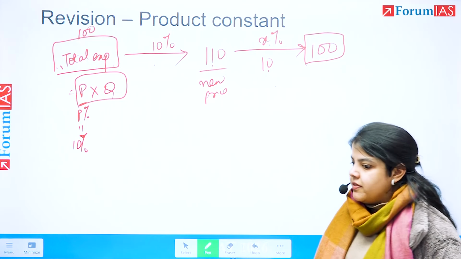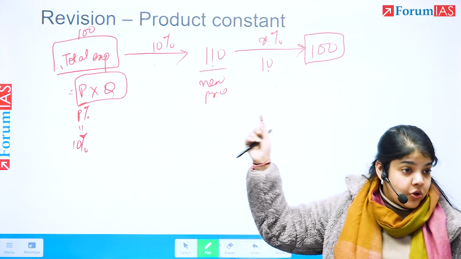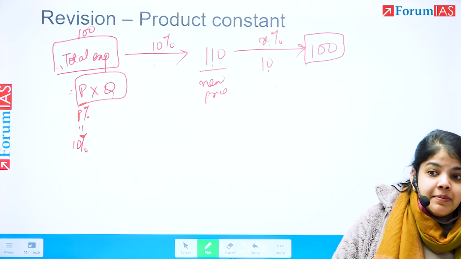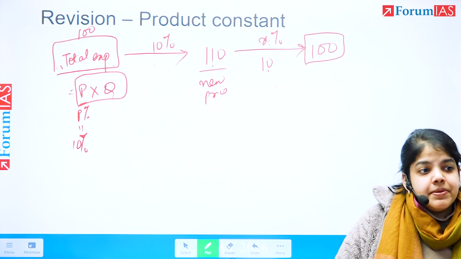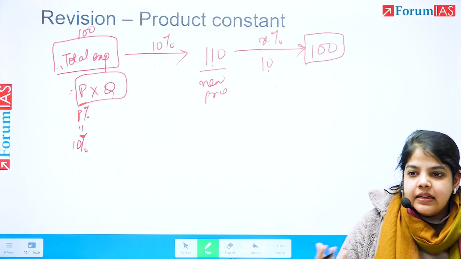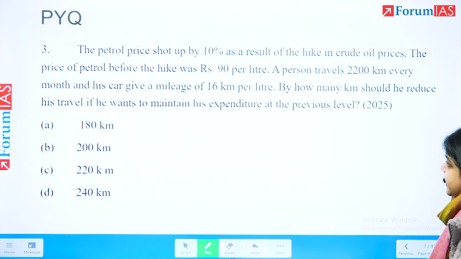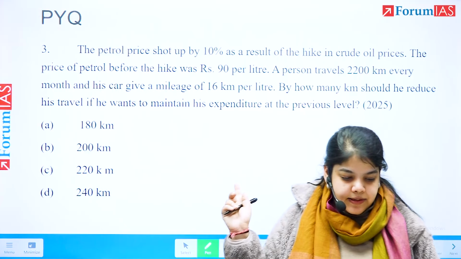Now there was also a PYQ. So I hope you understood. Total expenditure, we assume it to be 100, ताकि हमें पता चला कि कंजम्पशन में ओवरऑल कितना परसेंटेज कम करना है. Now it could be any number. For example, there is a question, this we did yesterday.